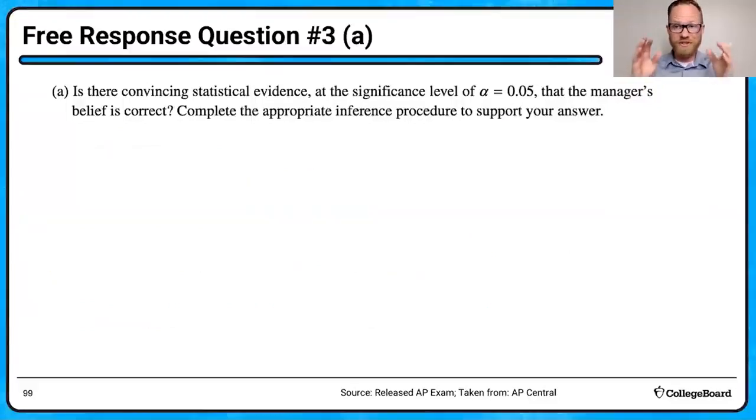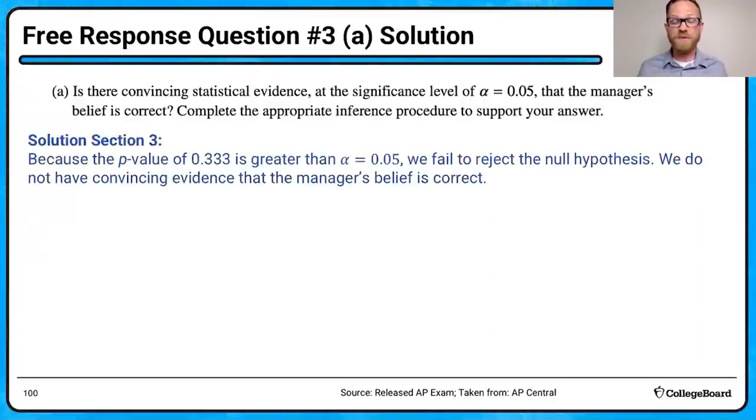All right, we are to section 3, the final section of the solution here. And that's where we're going to make a conclusion for the significance test. It says, because the p-value of 0.333 is greater than alpha equals 0.05, we fail to reject the null hypothesis. We do not have convincing evidence that the manager's belief is correct.